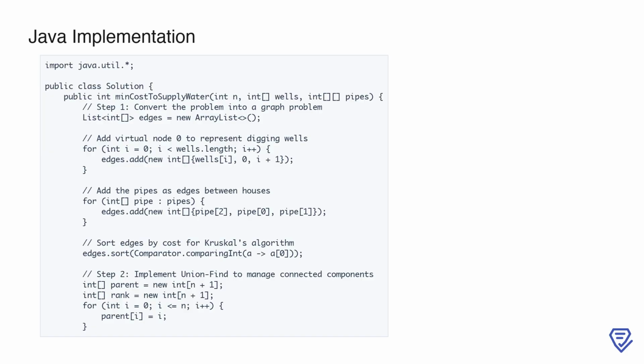Next, we include the pipes connecting houses as edges. Each pipe is represented by its cost and the two houses it connects. Once all edges are added, we sort them based on their cost using a comparator, which is a critical step for Kruskal's algorithm. Finally, we initialize the union-find structure to manage connected components, setting up the parent array where each node is its own parent initially, and the rank array to help with efficient union operations.